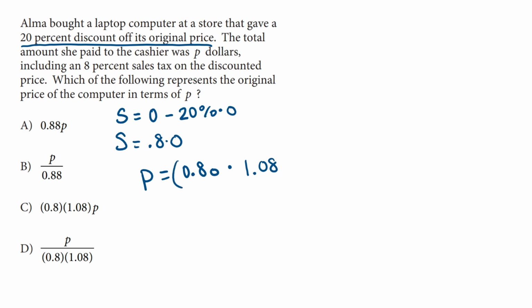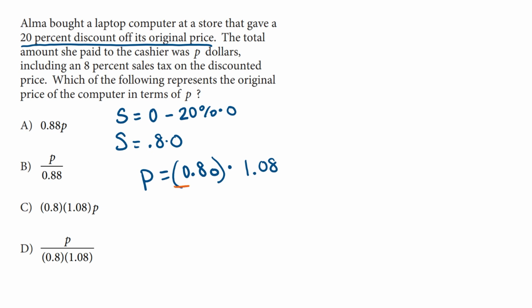So this is our new value, this 0.80 times O, our original price. And then we're going to take that and add sales tax. So we're going to multiply that by 1.08 so that we can get 100% of the value plus the 8% of sales tax. So in order to find the original price, we're going to take this expression and solve for O, and then that will give us the original price.